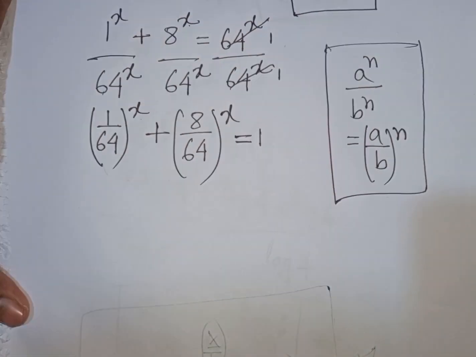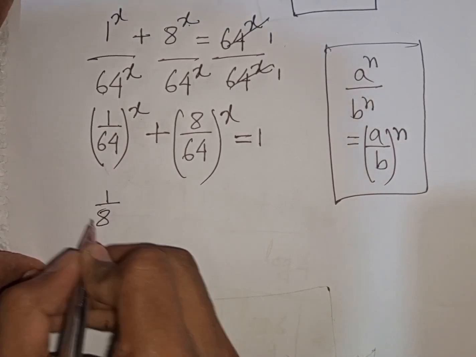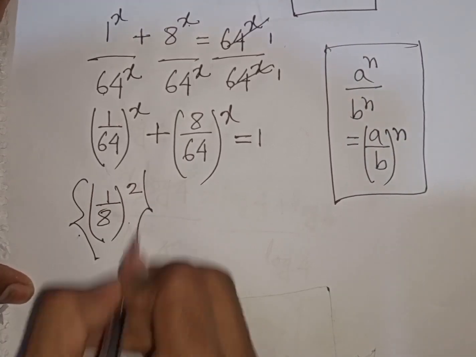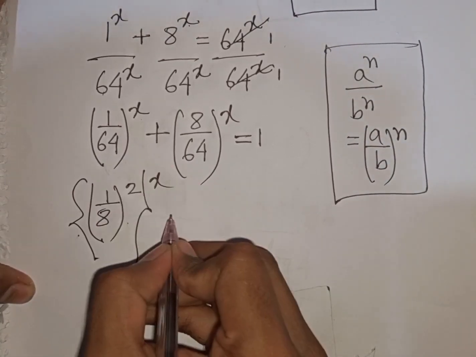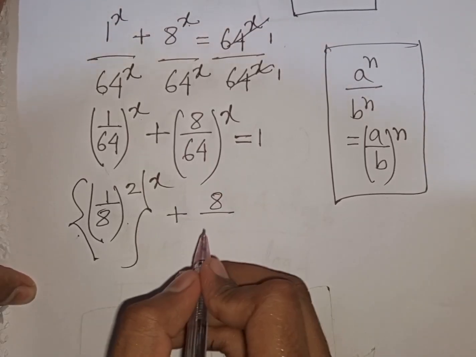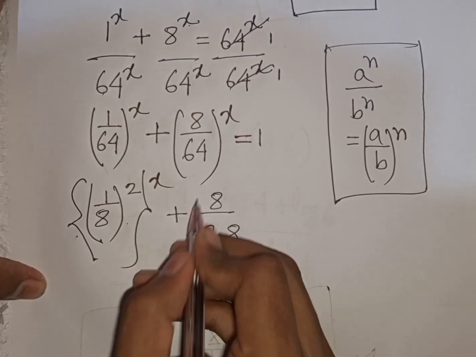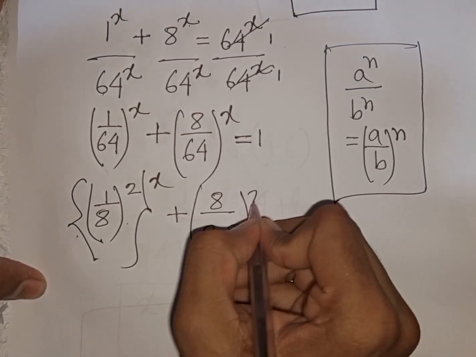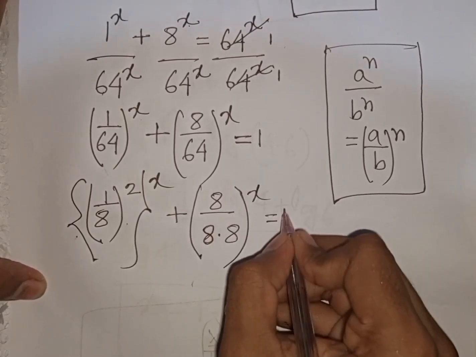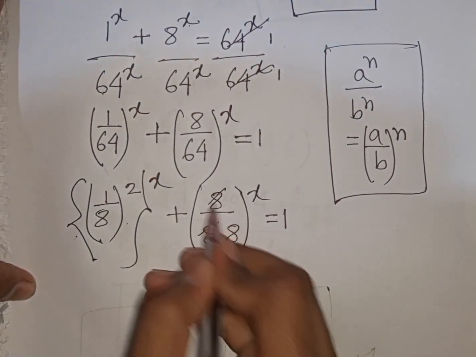Now, 1 by 64 can be written as 1 by 8 bracket power of 2, then second bracket power of x, plus 8 over 64 can be written as 8 times 8, then bracket power of x is equal to 1. Now, we see this 8 will be cancelled.